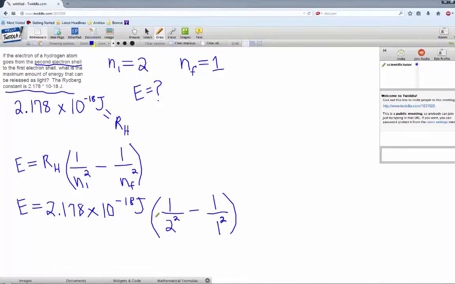Now we can simplify this. Let's solve small parts at a time. First, the squares. This expression becomes 1 over 2 squared is 4 minus 1 over 1 squared is 1. All of this is still multiplied by 2.178 times 10 to the negative 18th joules equals energy.